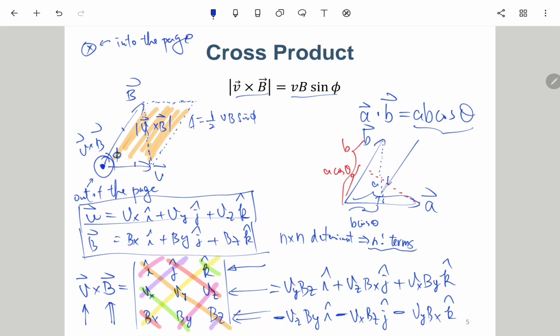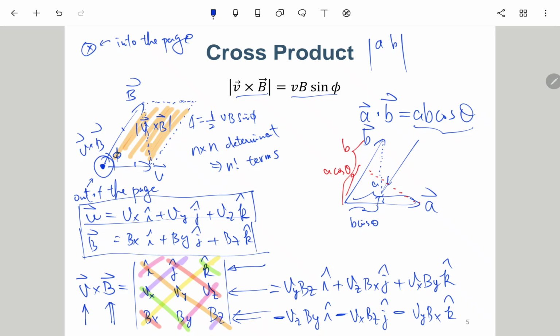Maybe I put this n times n determinant here. We have n factorial terms. So for 4 times 4, you cannot use this rule. It has altogether 24 combinations. I don't think you will try to calculate a 4 times 4 determinant by hand. So this rule is okay up to 3 times 3. For 2 times 2, it is even easier.